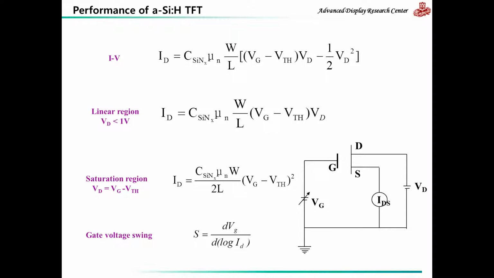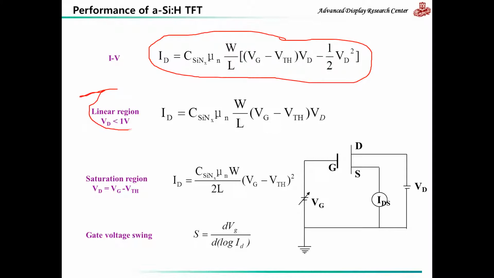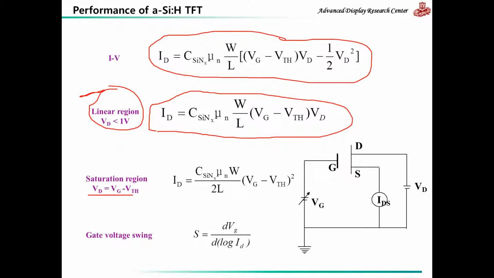In the extraction of amorphous silicon TFT parameters, the MOSFET current equation can be applied. Here, at low drain voltage, when the drain voltage is less than 1 volt, the TFT is said to be in the linear region. When the drain voltage is equal to VG minus VTH, the device is said to be operating in the saturation region.